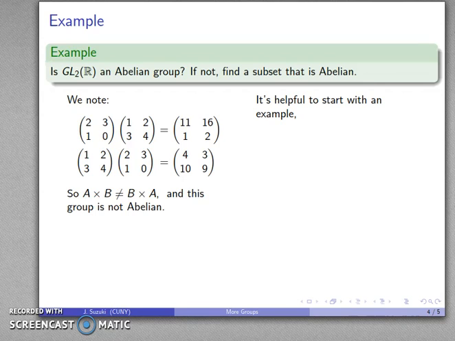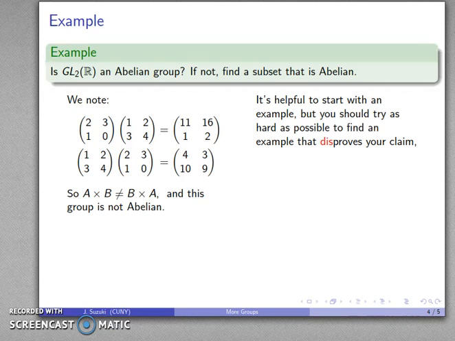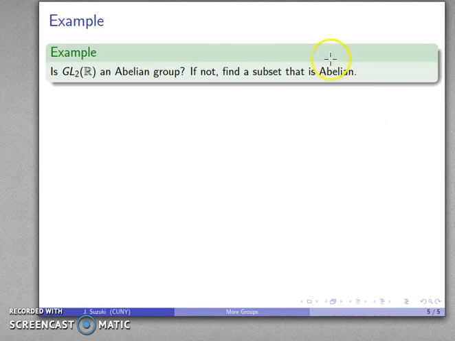Now, it's helpful to start with an example, but here's the important idea. You should try as hard as possible to find something that disproves your claim. And the reason you want to do that is that if you don't, someone else will. Now, we do have this problem. We do want to find a subset of GL2R that is an abelian group.